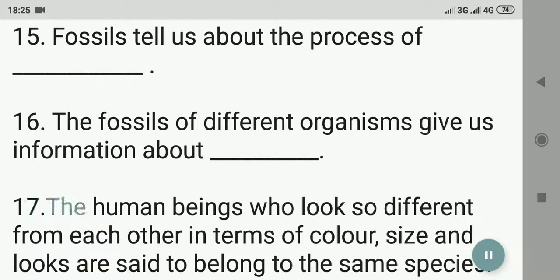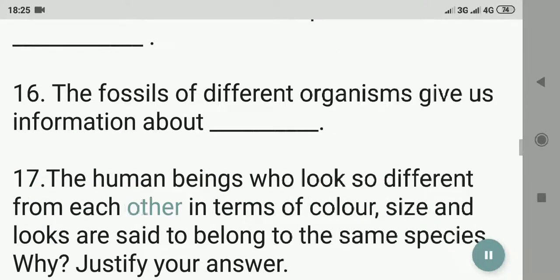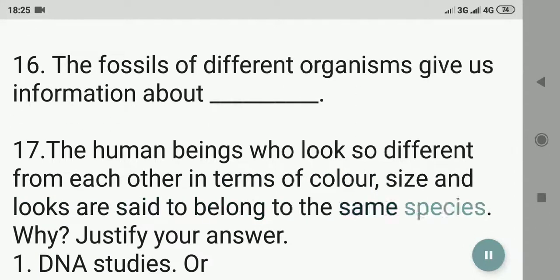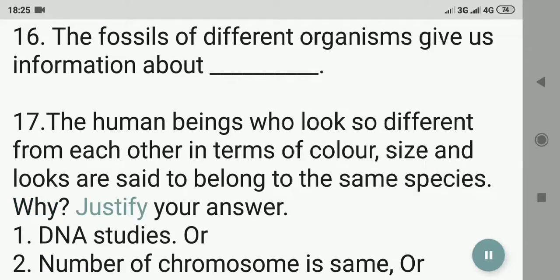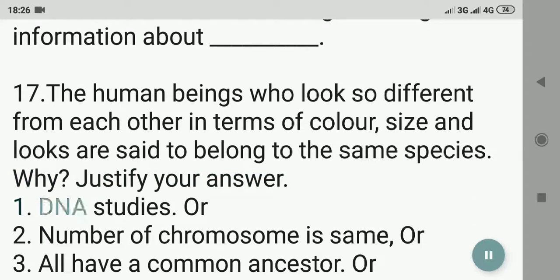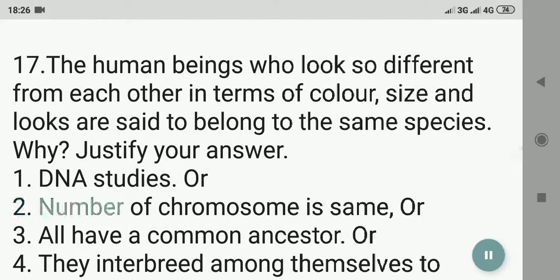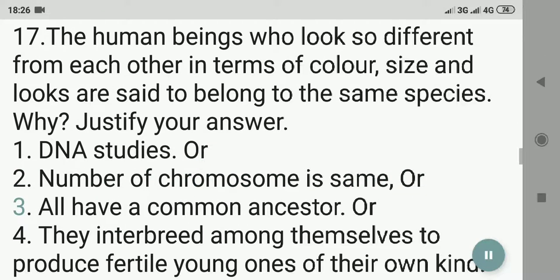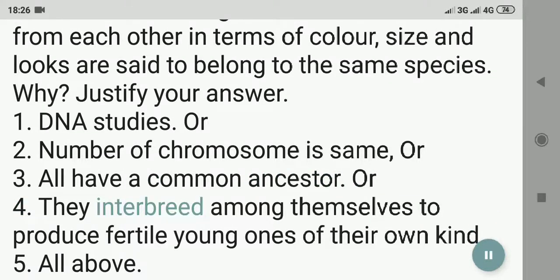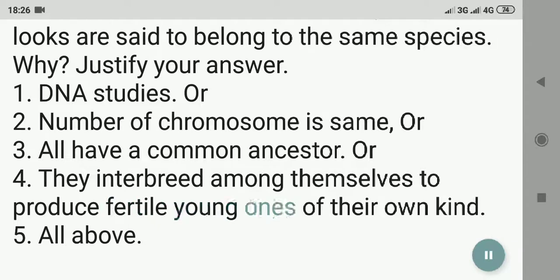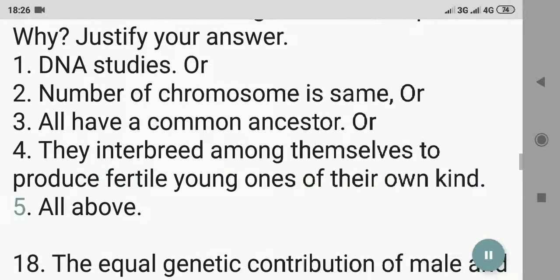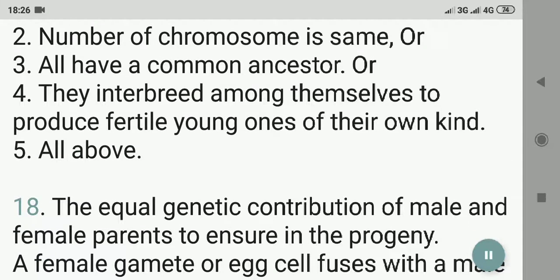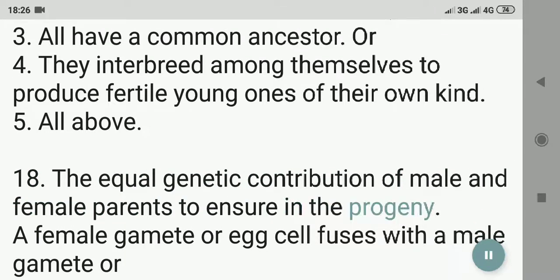17. The human beings who look so different from each other in terms of color, size and looks are said to belong to the same species. Why? Justify your answer. 1. DNA studies. Or 2. Number of chromosomes is same. Or 3. All have a common ancestor. Or 4. They interbreed among themselves to produce fertile young ones of their own kind. 5. All above. 18. The equal genetic contribution of male and female parents to ensure in the progeny.